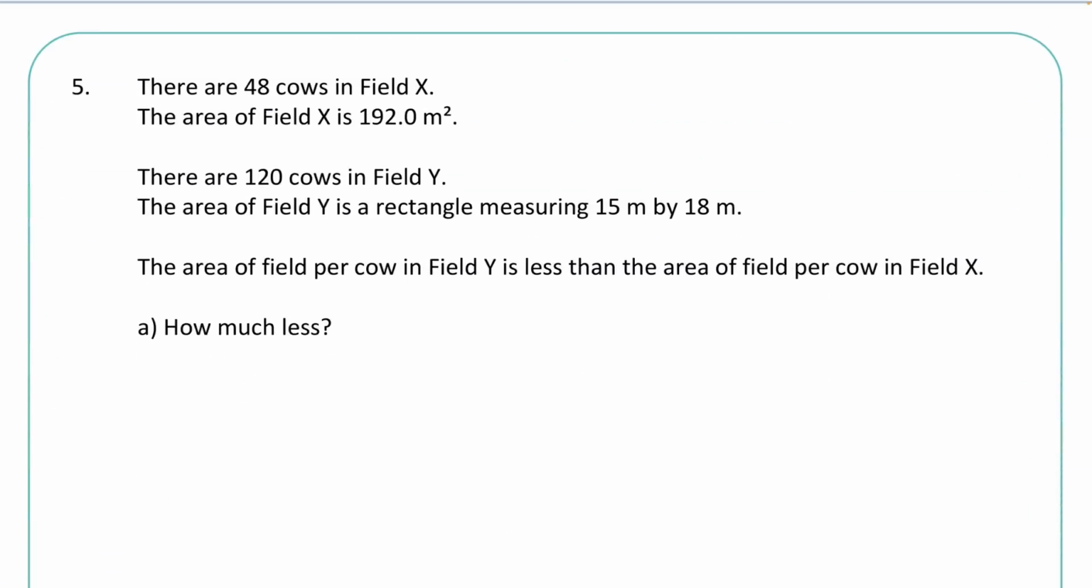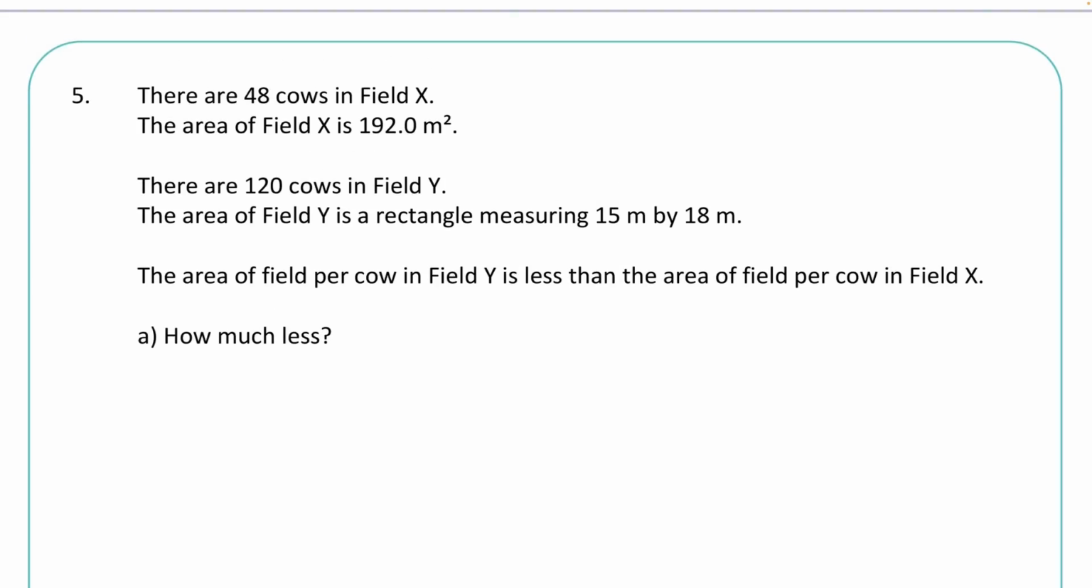Okay, so our next question is looking at some area and density here in terms of the space that a cow has in a field. So it says there are 48 cows in field X, the area of field X is 192, and there are 120 cows in field Y, and the area of field Y is a rectangle measuring 15 by 18. The area per cow in field Y is less than the area per cow in field X. How much less?